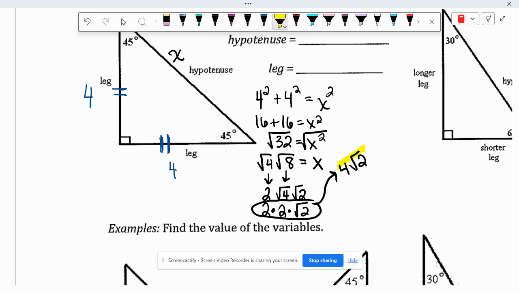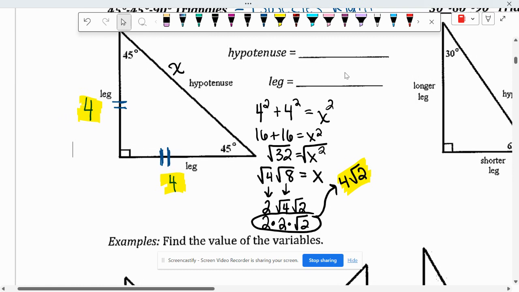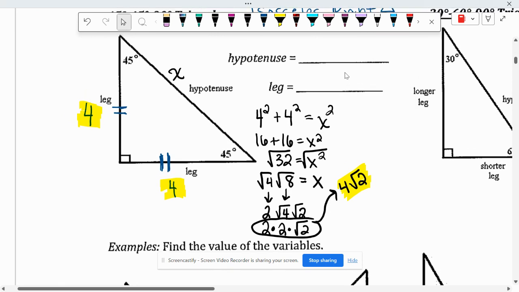So I want you to look at the value of the hypotenuse, which is 4 root 2, and the value of the two legs. So how do they compare? How is the measurement of the legs different than the measurement of the hypotenuse? Can everybody look up there? What are the measurements of the legs? 4. And what is the measurement of the hypotenuse? 4 root 2. So that's the rule.